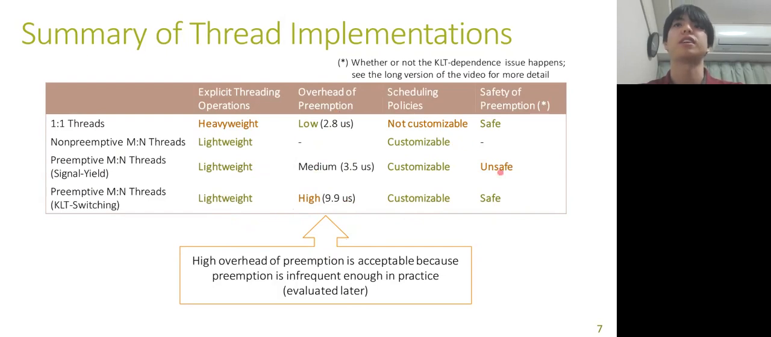All of the end-to-end threads have the capability of customizing thread schedulers, and signal yield is not a safe preemption. One downside of KLT switching is its high overhead of preemption, but it is acceptable because preemption is infrequent enough in practice.